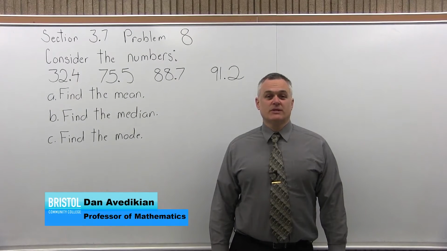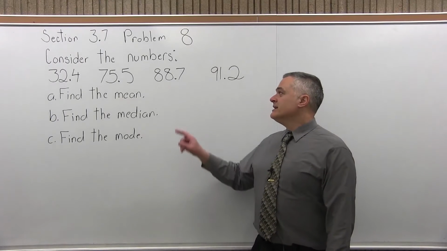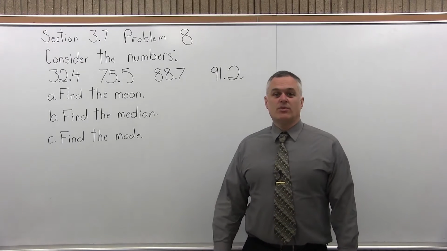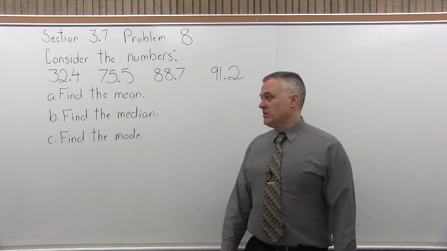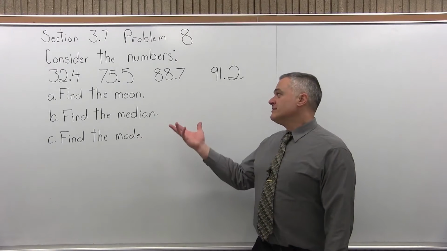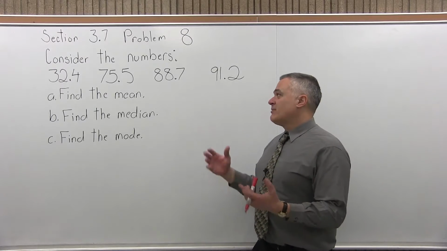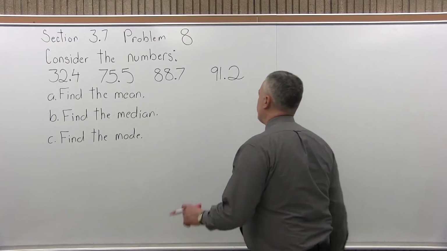This is Section 3.7, Problem 8. It says consider the numbers 32.4, 75.5, 88.7, and 91.2. Find the mean, find the median, and find the mode. So first the mean. For the mean, what we have to do is add them together and divide by how many numbers in the list, in this case 4, and see what we get.